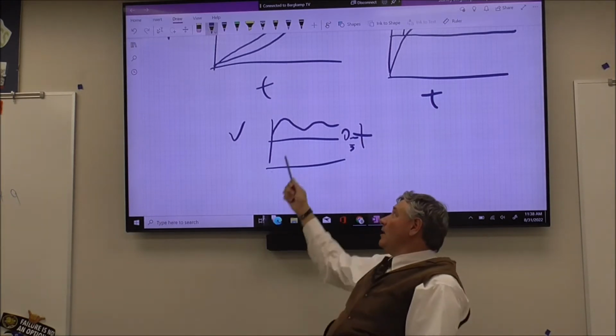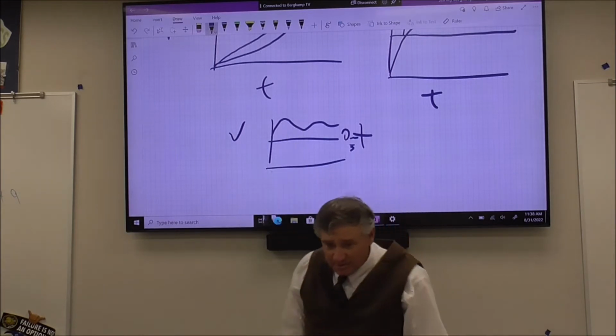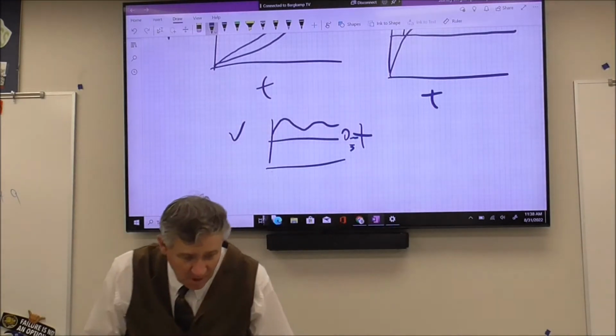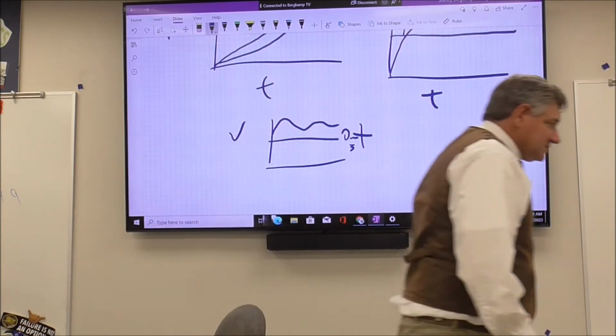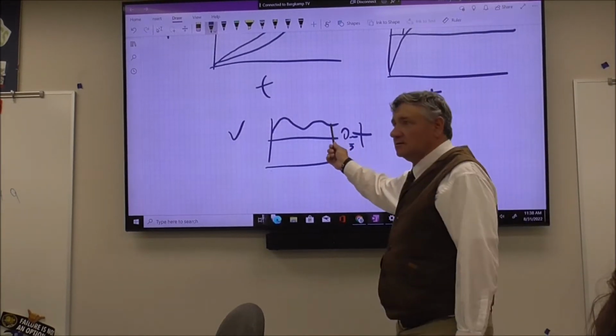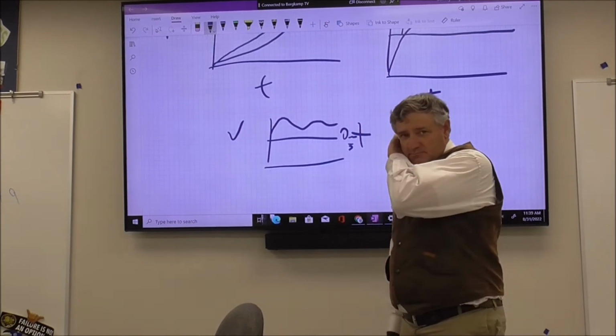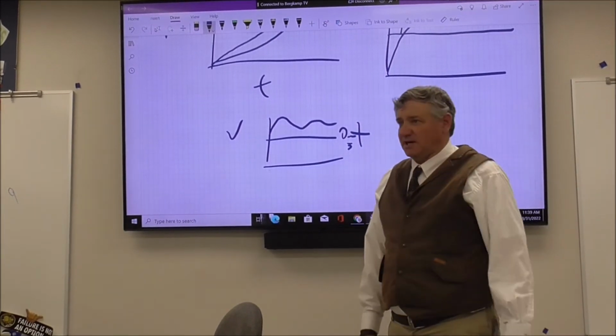All I'm doing is moving with some positive velocity. I'm speeding up, okay? So here I am, I'm walking along, speeding up, slowing down, speeding up, slowing down. Why do I never change direction? What does that line not do? It doesn't pass through the x-axis. It doesn't go through 0 meters per second.